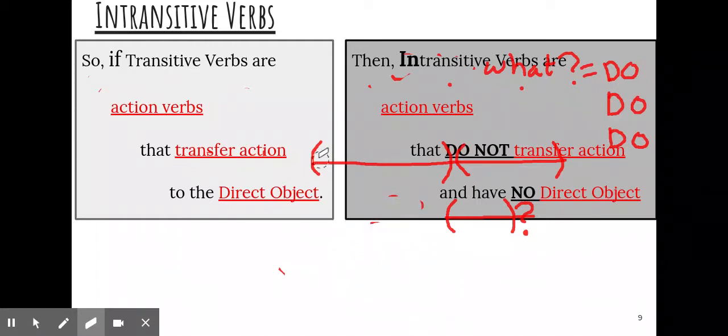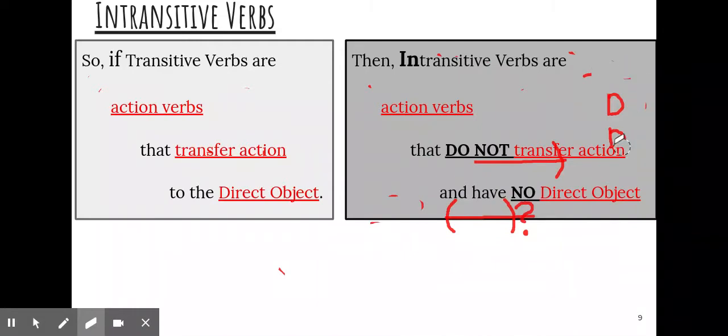As you can see, if we're dealing with action verbs, we're calling every action verb either transitive or intransitive. And we've already dealt a lot with transitive verbs. They're these ones that have direct objects. They're transferring action from the verb to that direct object. And that just leaves us to quickly discuss intransitive verbs. So intransitive verbs are just the opposite. They're going to be these action verbs that don't have direct objects. They're not transferring action to some other word.